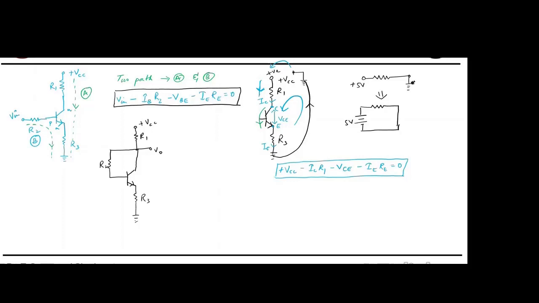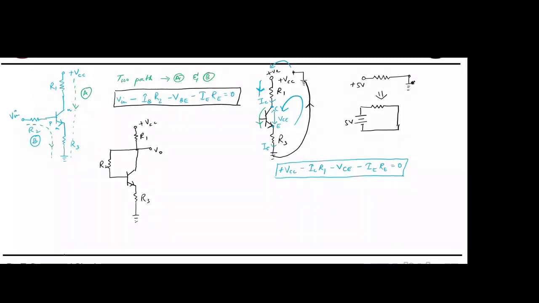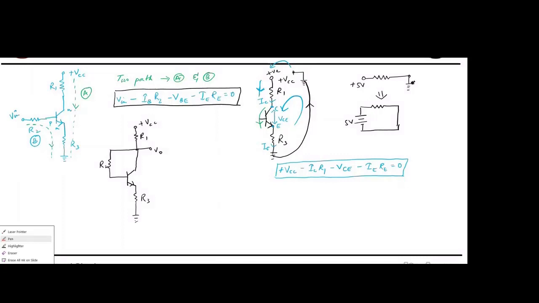Have you seen a circuit like this? Suppose there is a circuit like this. And if you want to tackle this circuit, the first thing you have to do is name the currents first. Here it will be IC, here it will be IB, here it will be IE. Fine, name the current first.